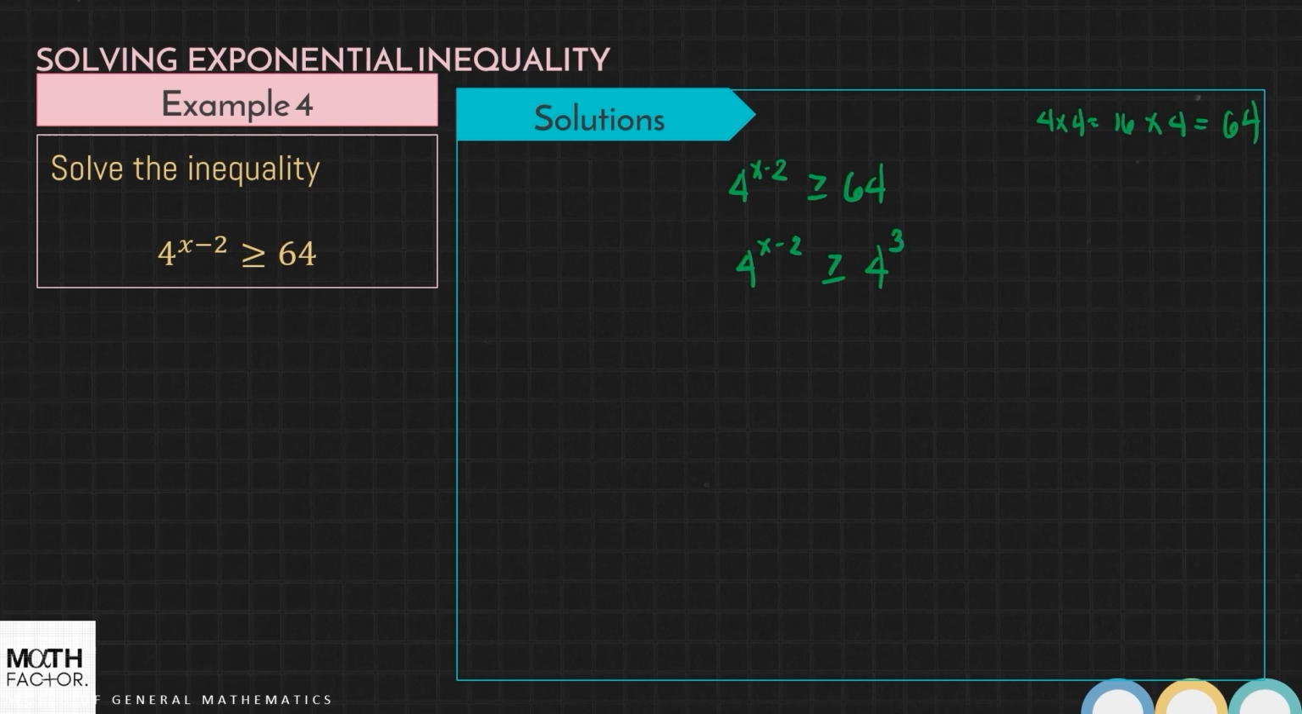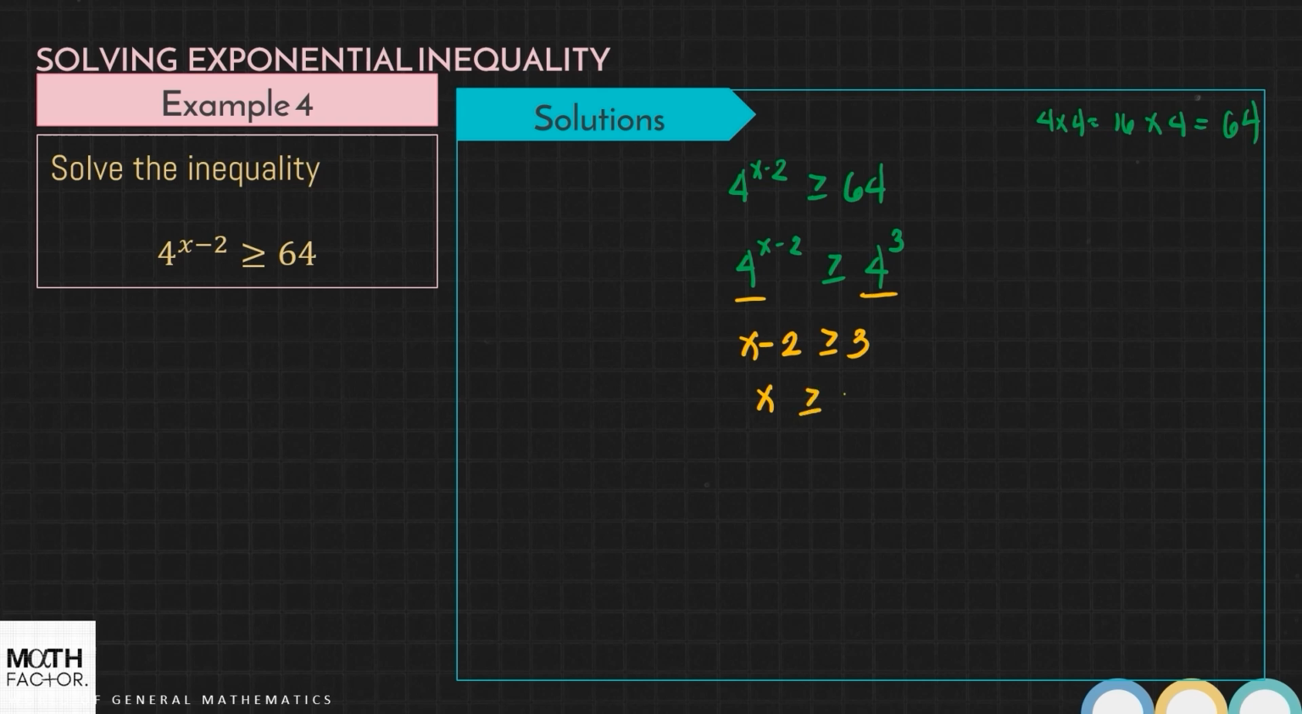So, let me just apply the one-to-one property since we have the same bases. We have x minus 2 is greater than or equal to 3. And since our base is greater than 1, no need for us to flip or reverse the inequality symbol, just like the first two examples.